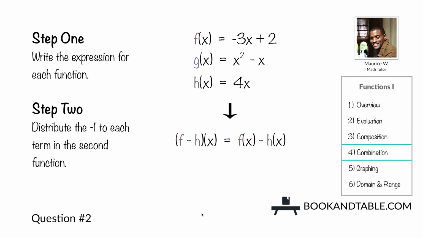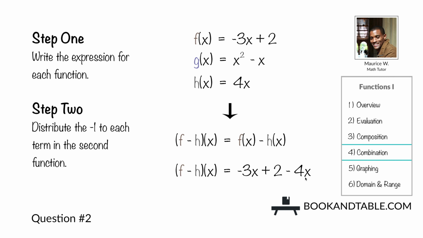Let's now have a look at question number 2. We were asked to find f minus h of x. So we'll have f of x minus h of x. So step 1, write the expression for each function, f and h. That would be negative 3x plus 2 minus 4x.